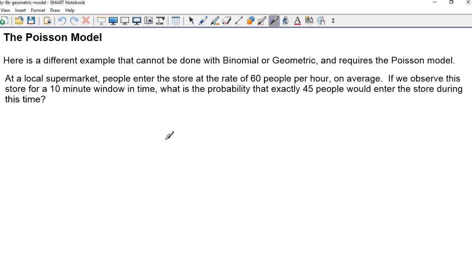So let's look at an example of a problem where we really do have to use Poisson, where the binomial and the geometric model don't work. Okay, at a local supermarket, people enter the store at a rate of 30 people per hour on average. If we observe this store for a 10-minute window in time, what's the probability that exactly 45 people would enter the store during this time?